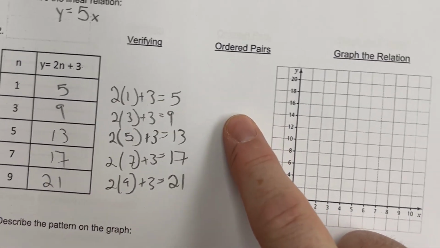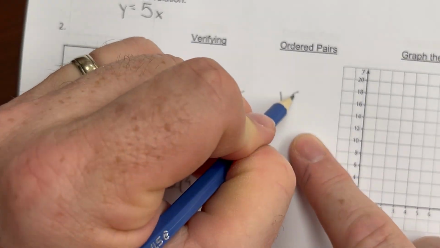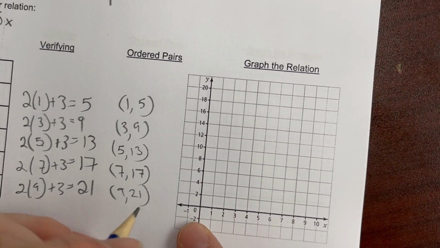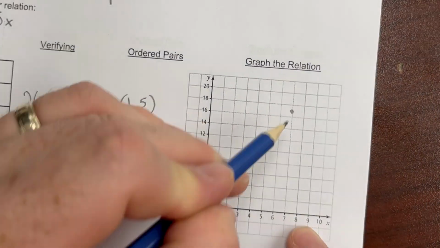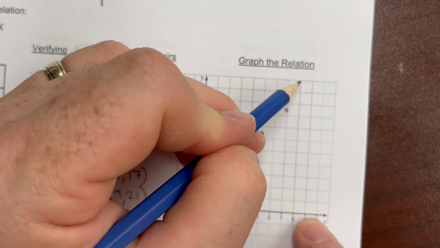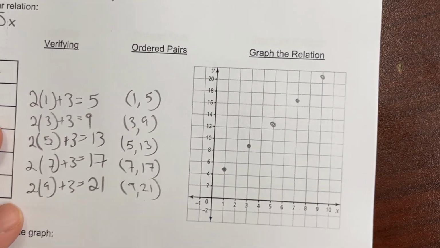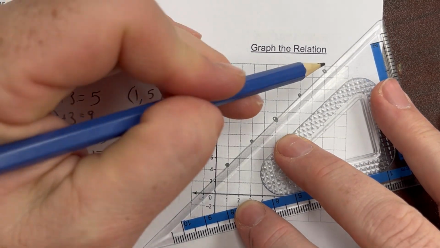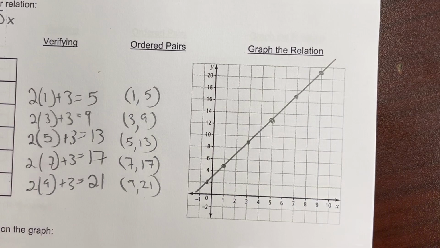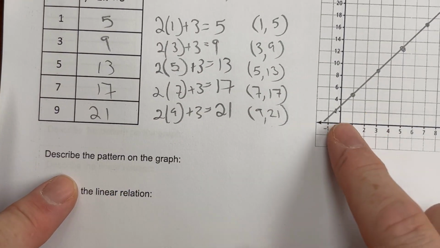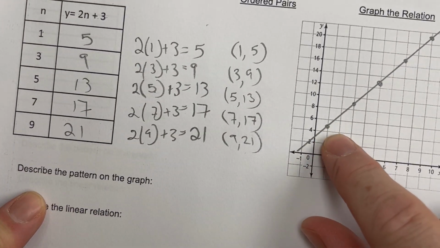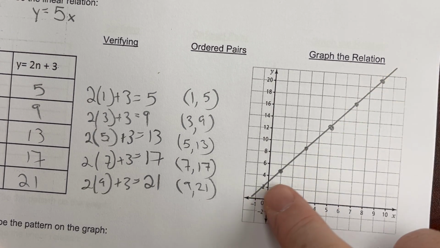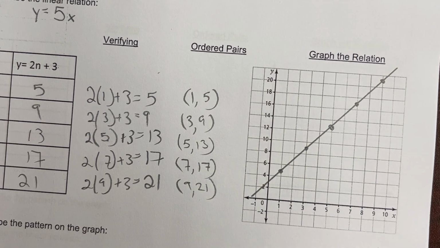Okay, now we can make the ordered pairs out of that again. So 1 and 5. And now we can graph those on here. And 9 and 21, which is right here. Okay, creates a straight line, diagonal, ascending as we go up. Describe the pattern. Straight line starting at 1 and 5. It's going diagonal, ascending, or going upwards.